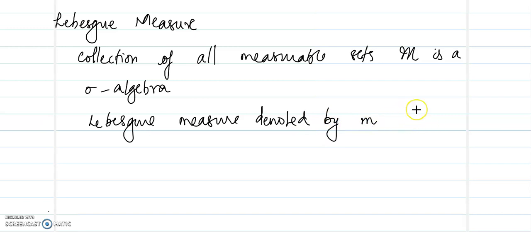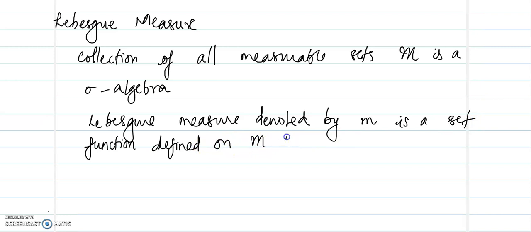So the Lebesgue measure denoted by m is a set function defined on script M. The definition of the Lebesgue measure is: m of E, the Lebesgue measure of set E, will be equal to the outer measure m star of E for all E belonging to script M. So Lebesgue measure is a set function defined on script M, the collection of all measurable sets, which is a sigma algebra, and on script M the value of m of E will be equal to the outer measure.